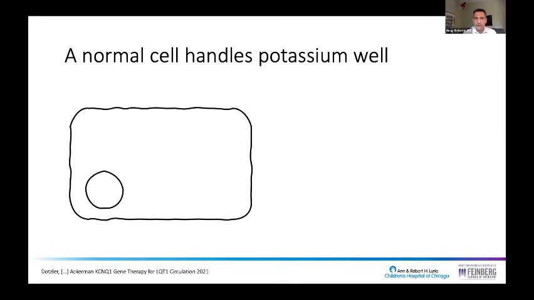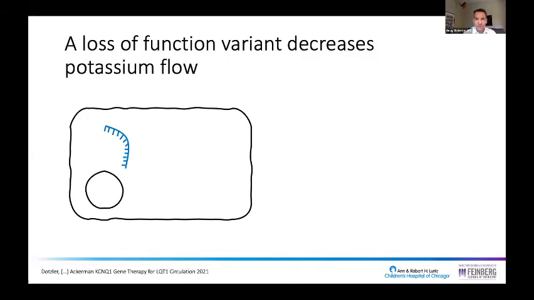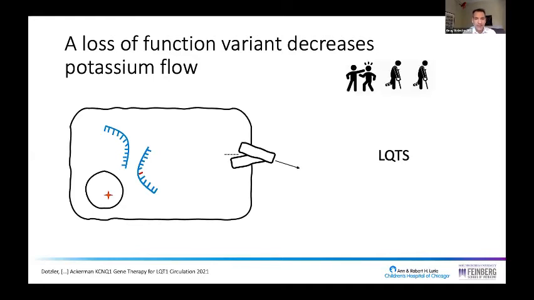A normal cell handles potassium very well. And this is a diagram of a cell, and the circle in the middle of it is a nucleus. And it makes DNA first, and it makes RNA that then in turn makes a channel that handles potassium, that causes potassium to move from the cell. But a loss of function variant decreases that potassium flow. So there's a variant in the DNA that gets translated into a variant in the RNA. And then not only is the protein abnormal when it's made, but it disrupts the functioning of the other normal proteins. This is that loss of function.